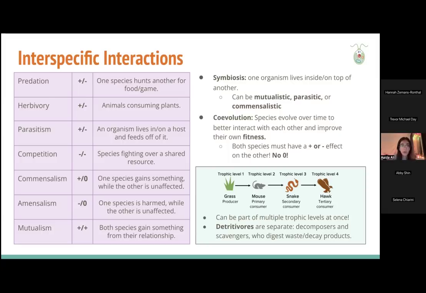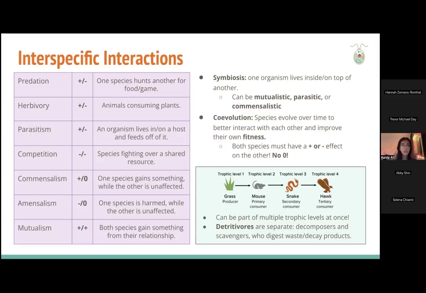Another important note in interspecific interactions is that coevolution can occur. This is when species evolve over time to better interact with each other and improve their own fitness. A really key note for coevolution here is that both species must have a strong effect on one another, so positive or negative.